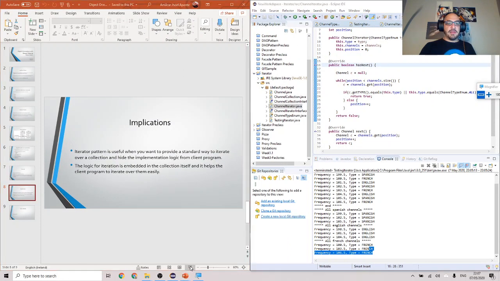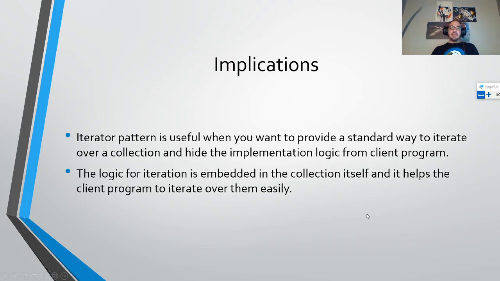Now, some of the implications of this pattern is that it's really useful when you want to provide a standard way to iterate over a particular collection. It's been done several times, as I said before, in connecting to databases or in any of the collections. Now, you have a standard way, although internally the iterator might be using different things. As I mentioned before, the collection doesn't necessarily have to be a linear structure. It could be a tree, and then all the traversing of the tree is going to be encapsulated inside the iterator. From the client point of view, I'm only calling the next element. The logic for the iterator is embedded in the collection itself, and it helps the client program to iterate over them easily. So it's really useful and handy.